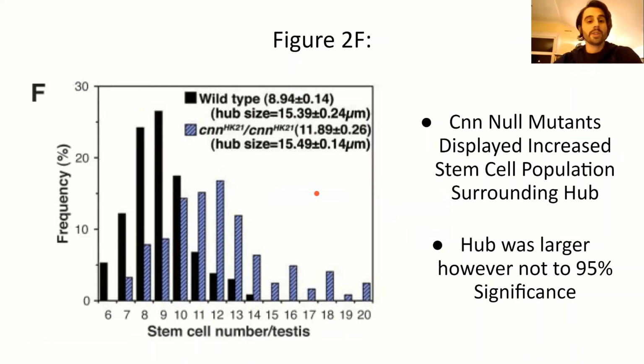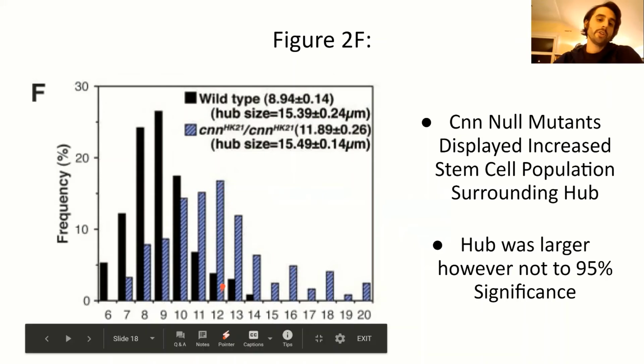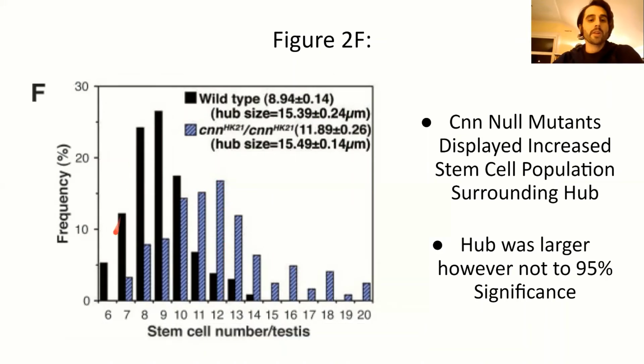Figure 2F quantitates the germ stem cell population at the hub, where the CNN knockout showed an increase in average number as opposed to the wild type. There was no observed significant difference in hub size, and therefore the conclusion was made that this increase in population was due to symmetric division, where both daughter cells receive self-renewal signals.